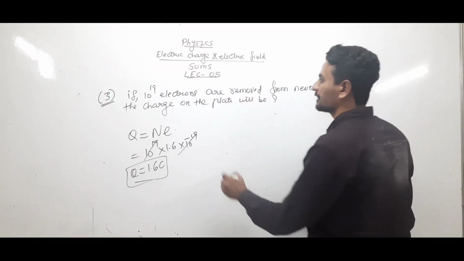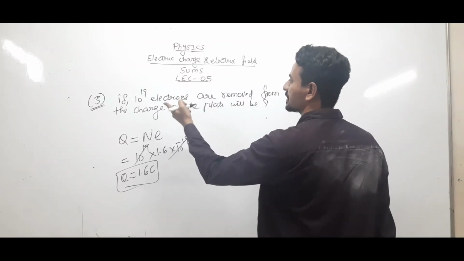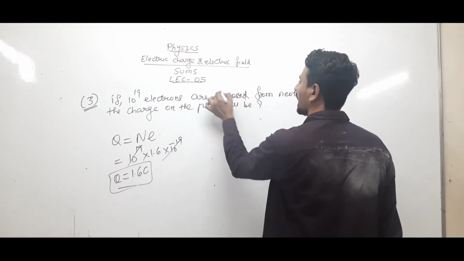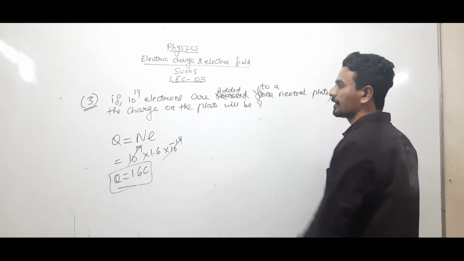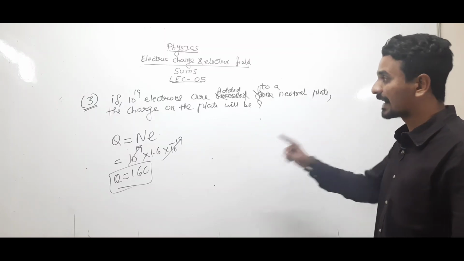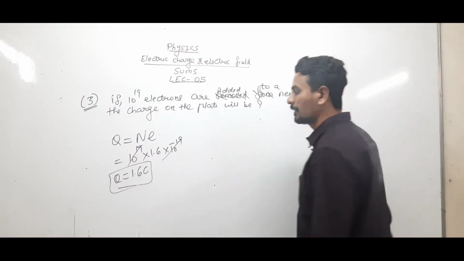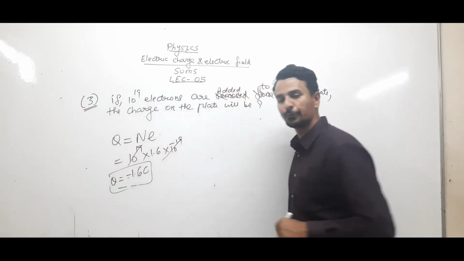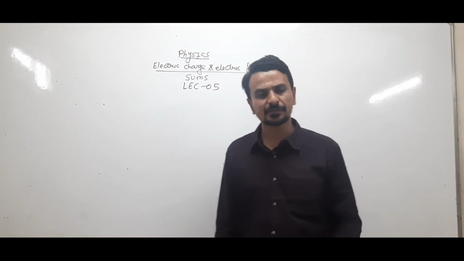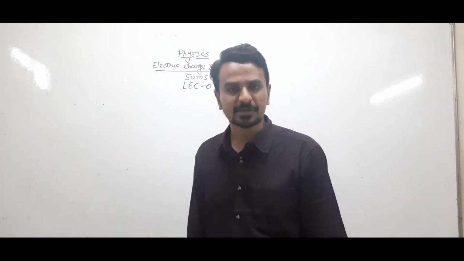If they change the question, if 10 raised to 19 electrons are added to a neutral plate, then now electrons are being added, so the plate will gain a negative charge. This is how we will solve. Clear? In the next video, we'll discuss a few questions based on Coulomb's law, right?